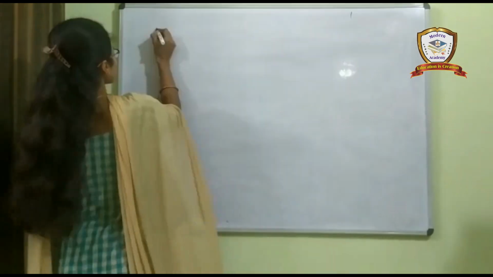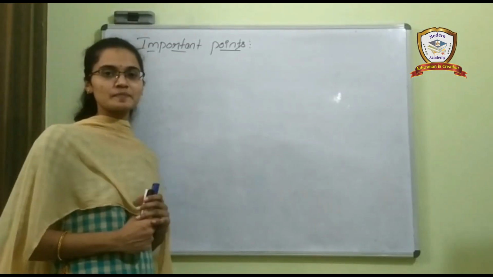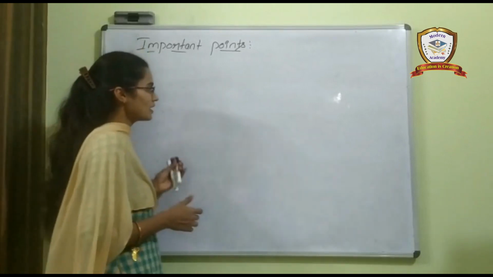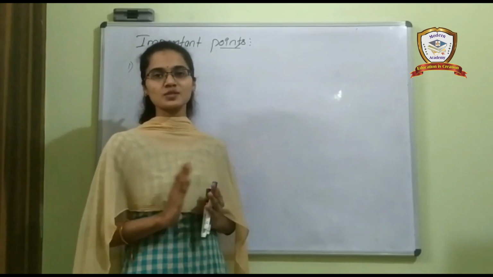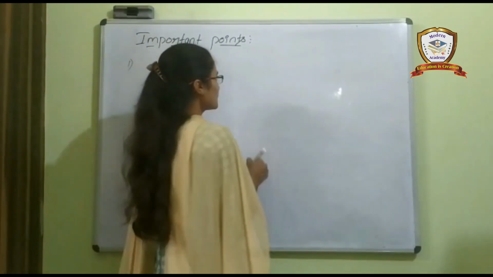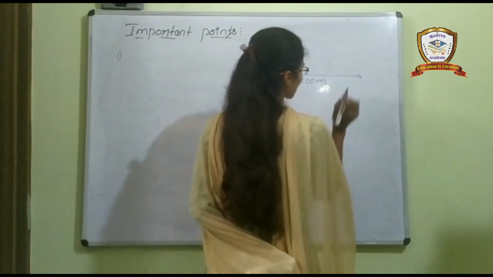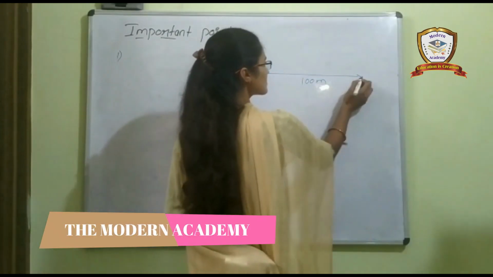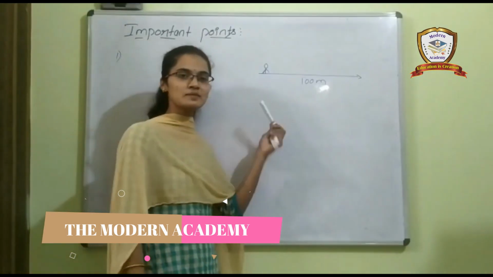Next, I am going to discuss some important points of distance and displacement. First point: when a body is moving in a straight line, the magnitude of distance is equal to displacement. For example, a boy is walking on the road. He covers 100 meters towards east. So can you say how much distance and displacement here?